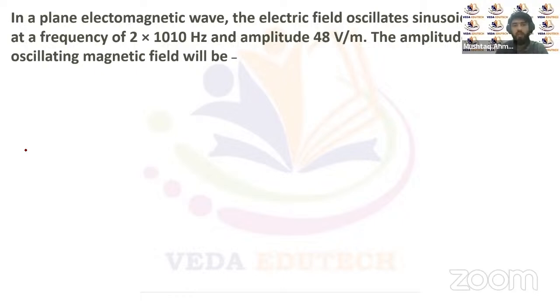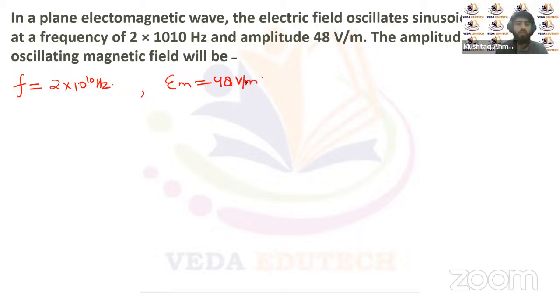In a plane electromagnetic wave, the electric field oscillates sinusoidally at a frequency of 2 times 10 to the power 10 hertz, right? And the amplitude of the electric field is given as 48 volts per meter, right?